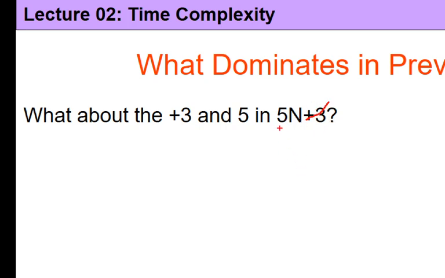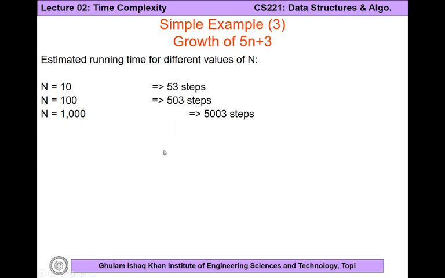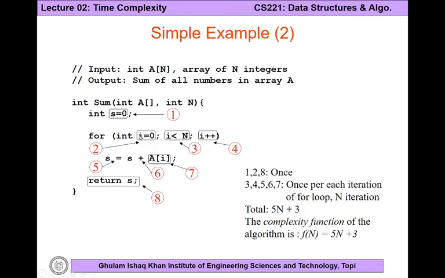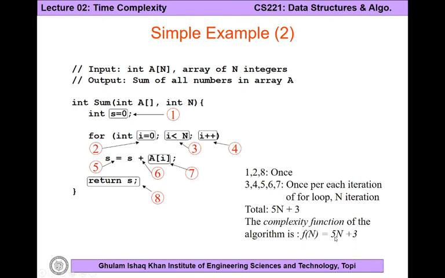Now coming to the other term, which is 5. Now this 5 is basically inaccurate. Now why do I say that it is inaccurate? For this we have to go back to the code example which we discussed. Now if you see here, this 5 represents statement or operation number 3, 4, 5, 6 and 7.